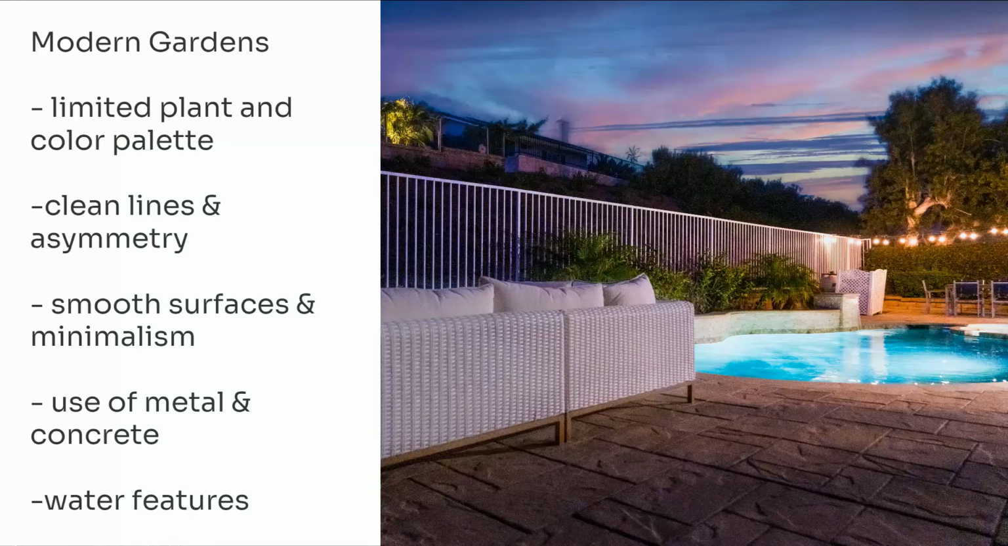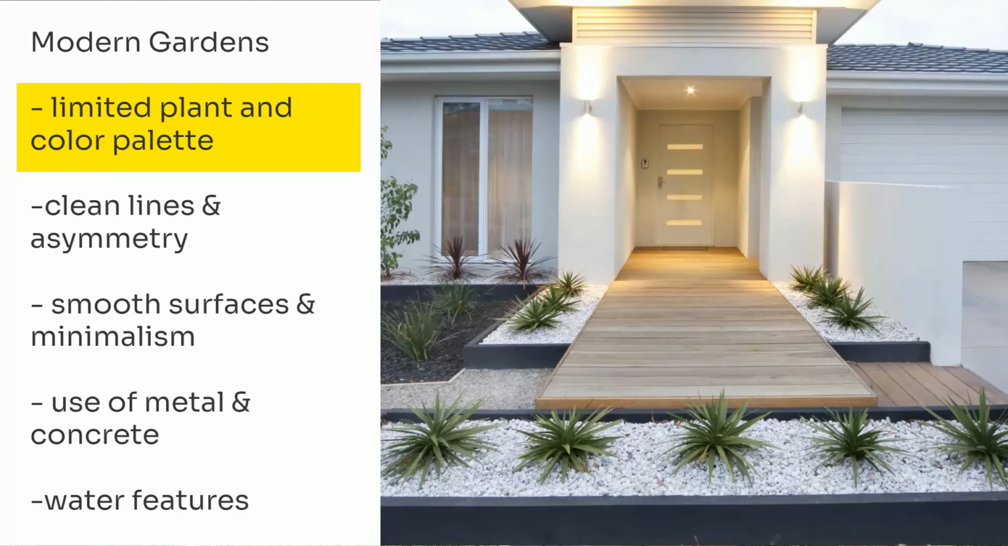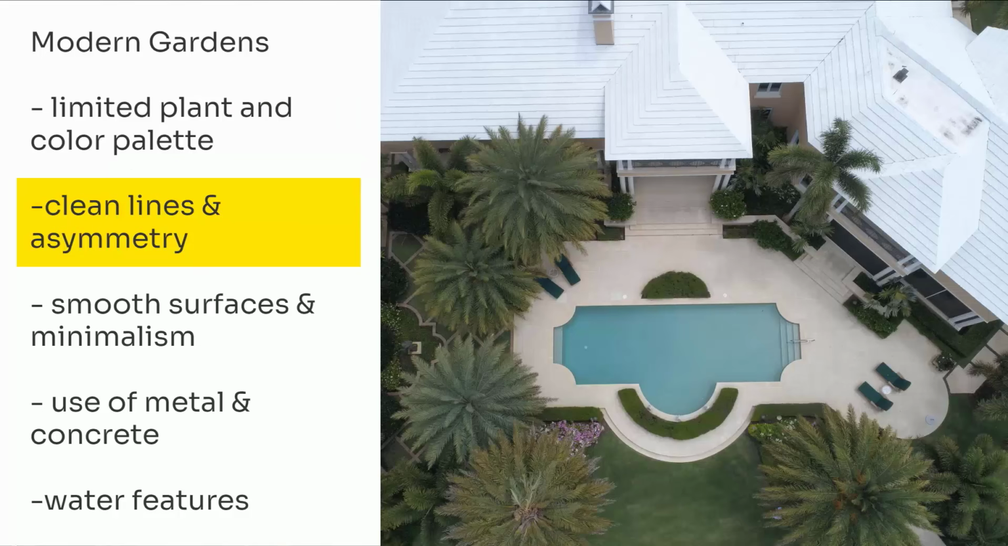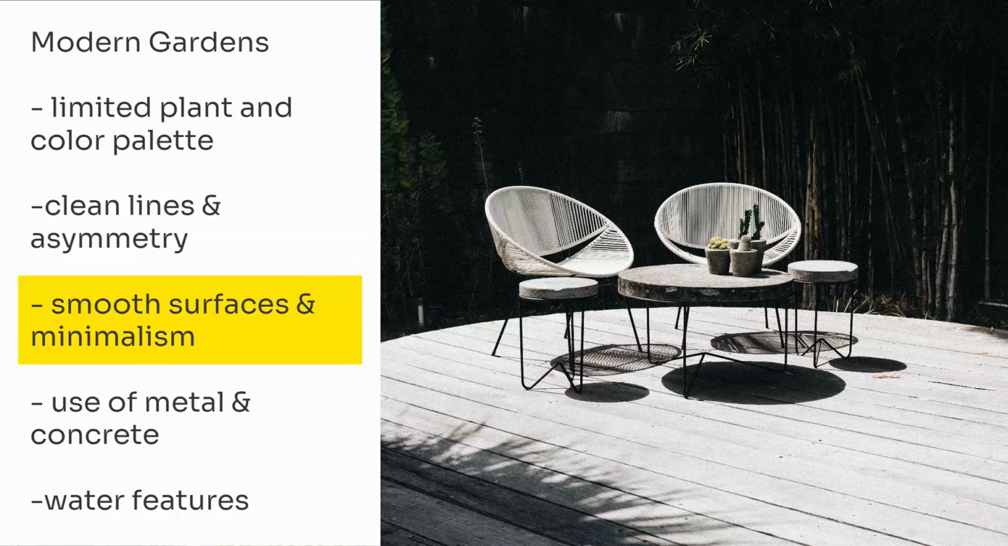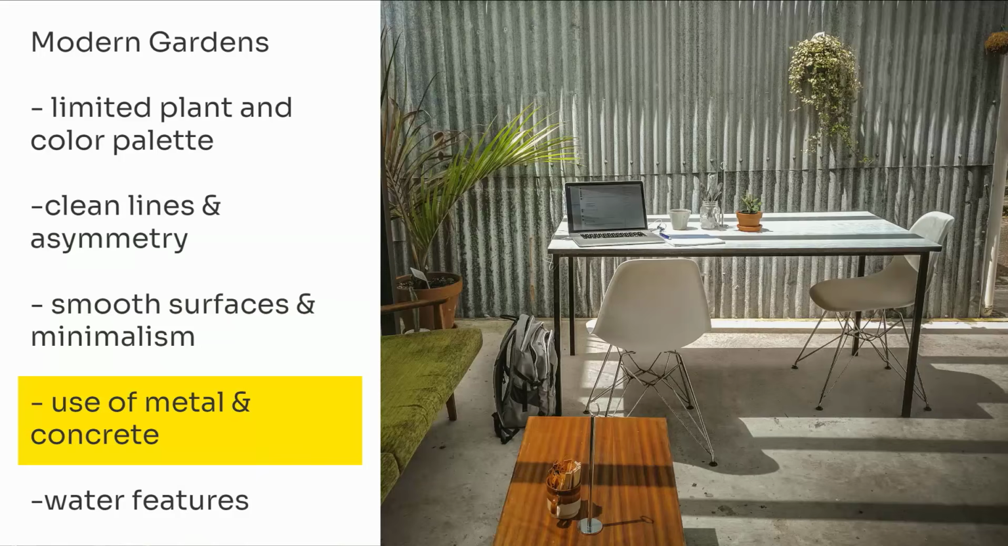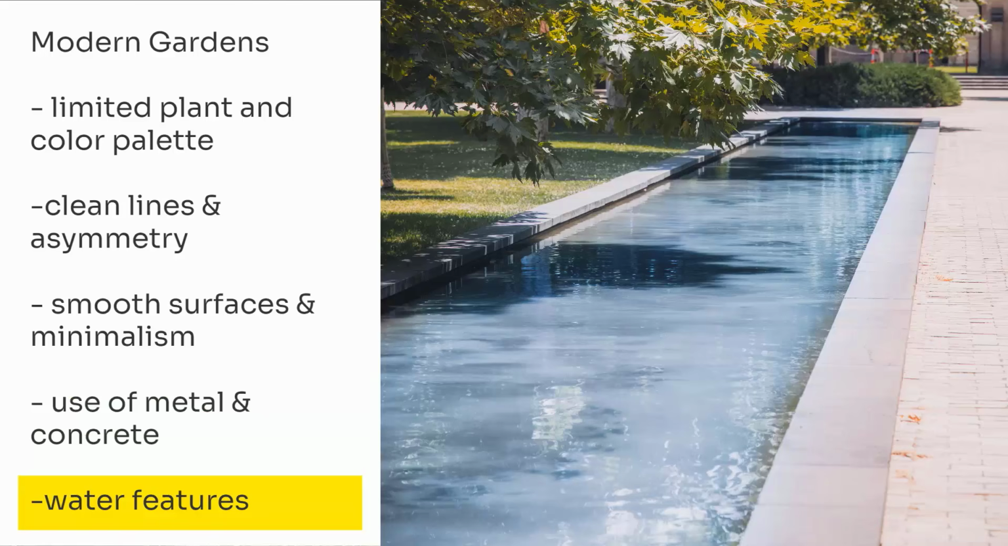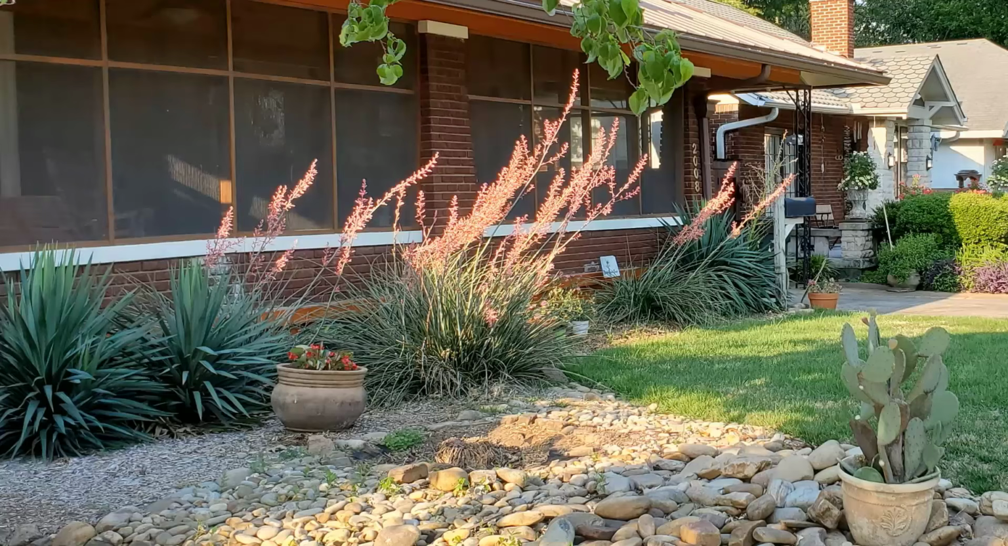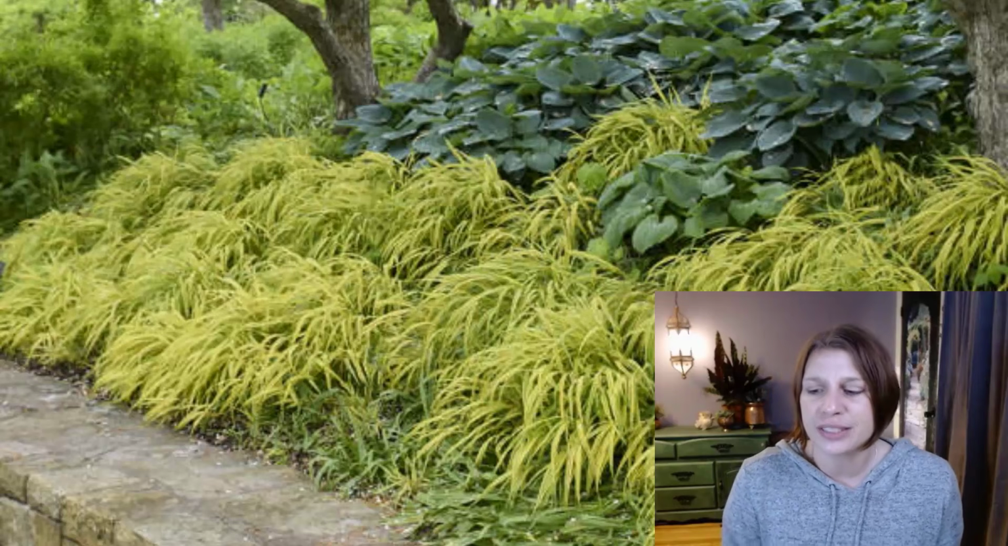So elements of modern/contemporary design style are a limited plant palette and a limited color palette, clean lines, asymmetry, smooth surfaces, and minimalism. And the use of metal, concrete, water features, and reflection pools are really popular. And popular plants you'll find are Japanese maple, architectural plants like yucca, mounding grasses like Japanese forest grass.